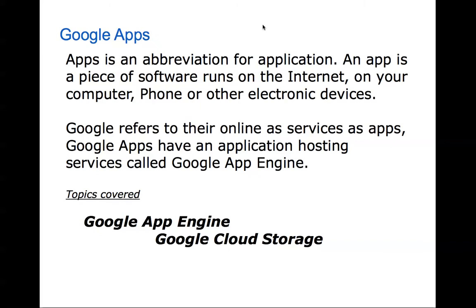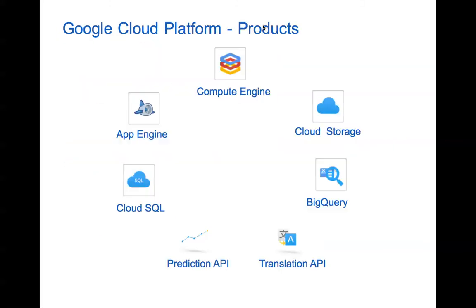Google Apps is an abbreviation of application. An app is a piece of software that runs on the internet, on your computer, phone, or other electronic devices. Google refers to their online services as apps, and Google Apps have an application hosting service called Google App Engine. So today we're going to cover Google App Engine and Google Cloud Storage.